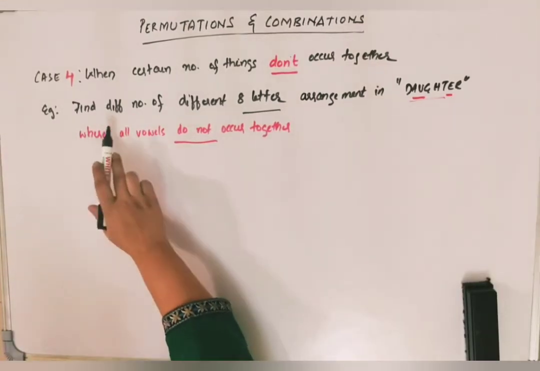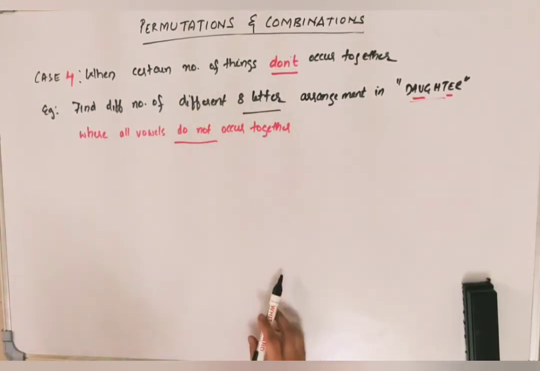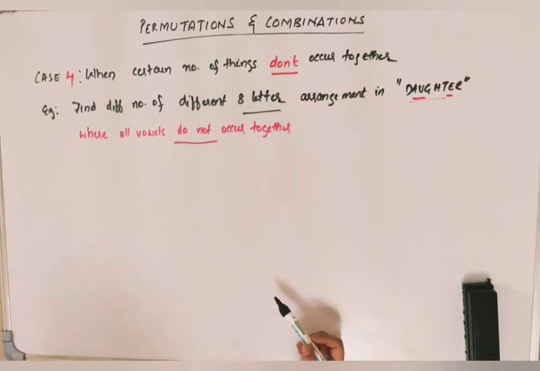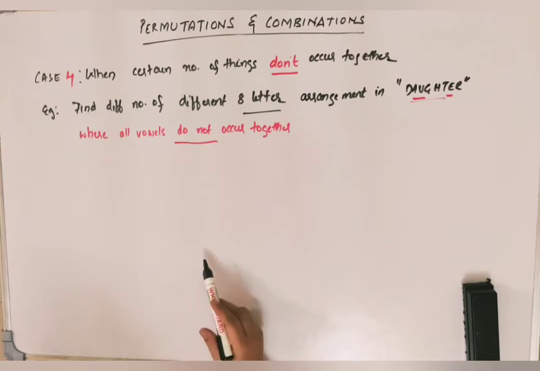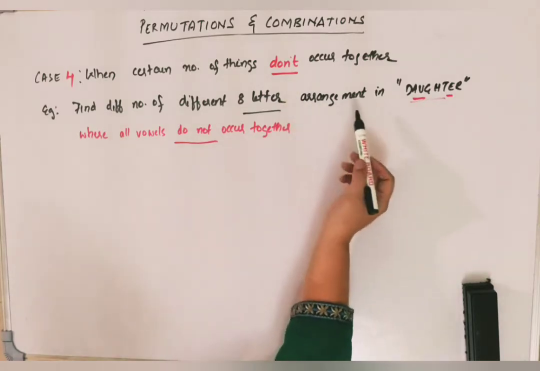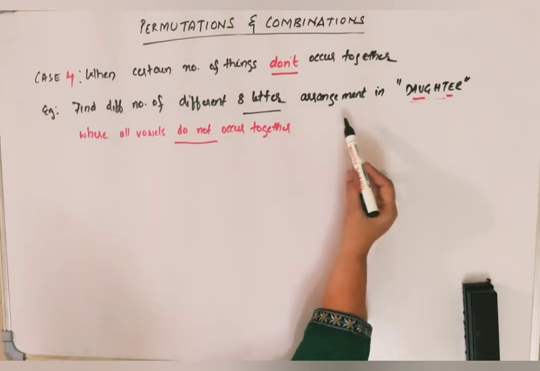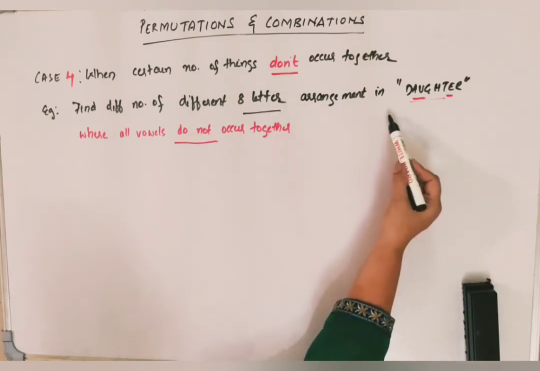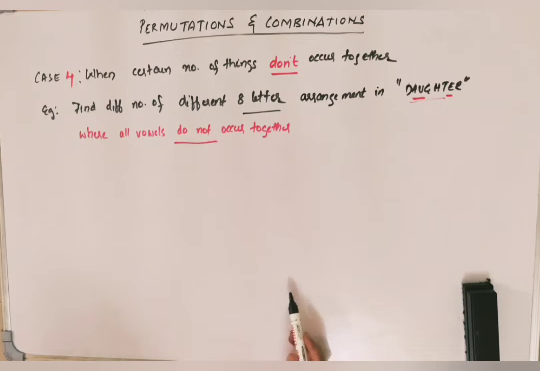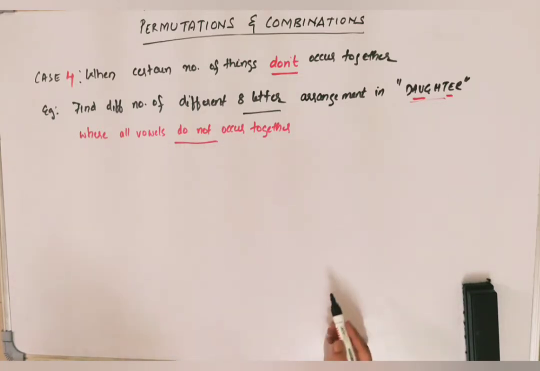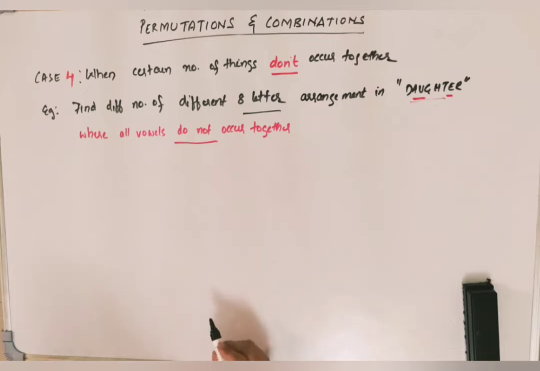So let's take the fourth variation of permutation related problems. What is the fourth variation? When certain number of things don't occur together. So earlier we saw the third case where certain number of things occur together. For example, we saw that vowels had to be together to form an 8-letter arrangement in the word daughter. Now we will do the same thing where it says that vowels do not occur together, right?